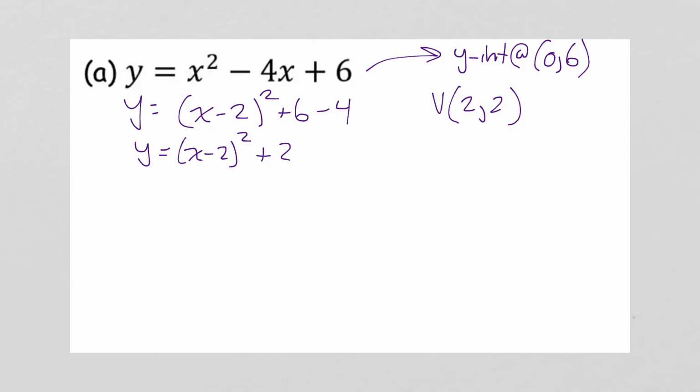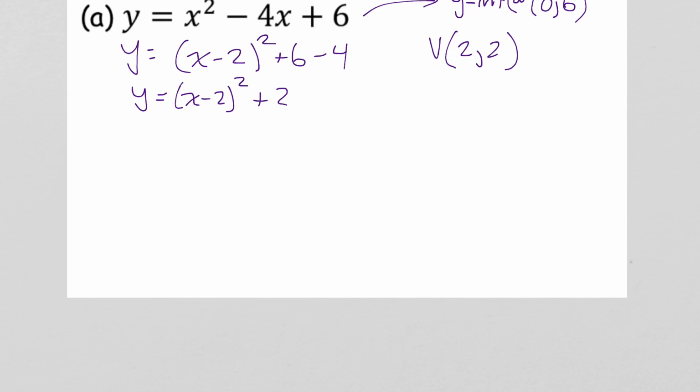What else does that tell us? That tells us that since this graph has a positive a value, just 1 in this case, and my vertex is above the x-axis, I'm not going to have any x-intercepts. So I can probably go ahead and sketch this graph now to the best of my ability.